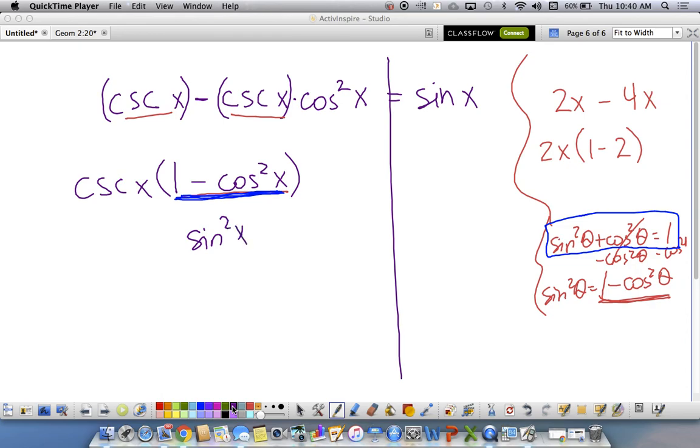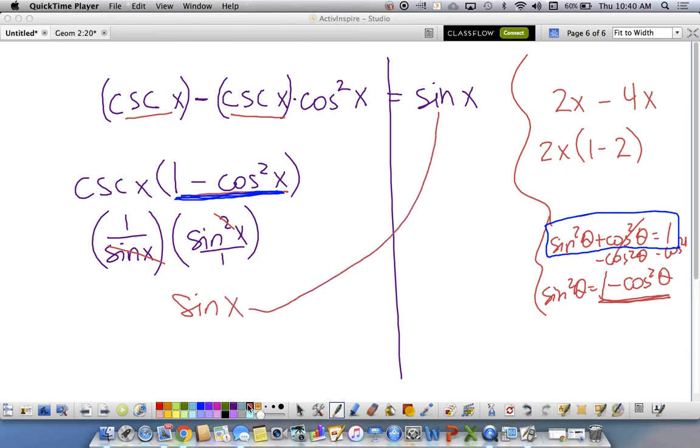But could we rewrite cosecant x? It's 1 over sine x, times sine squared x over 1. So what cancels? It was really sine x times sine x, right? One of them cancels. This becomes 1. What are we left with? Sine x. Does that equal the right side? Check mark. We are going to work with this for probably the next few classes.